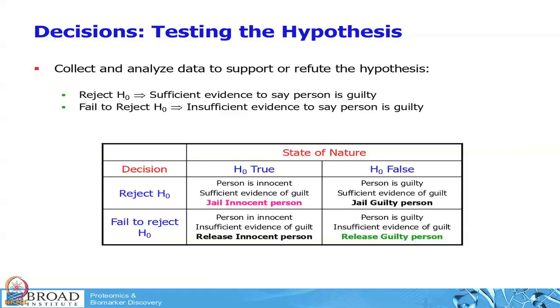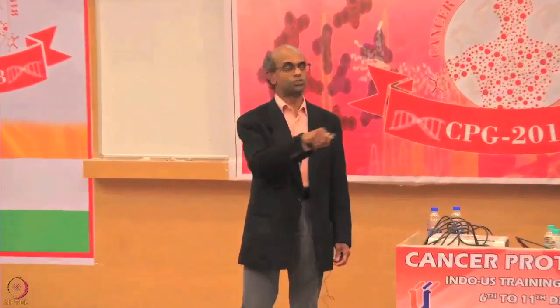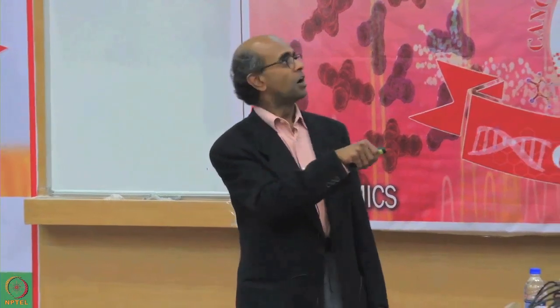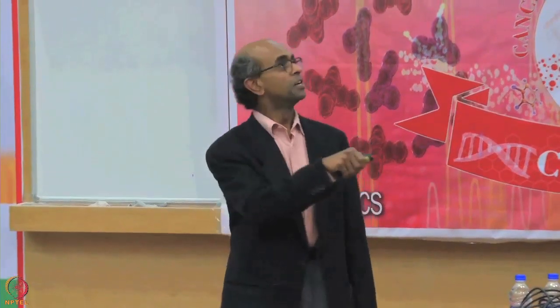So, the state of nature or the actual truth is that H naught is true. In other words, one possibility is that the person is really innocent, and the other possibility is that the person is not innocent. So, those are the two situations that can happen in reality. That's the truth. And when you look at some evidence, you do some test, you do some calculation, and you come up with a decision to say you reject H naught. In other words, you say the person is not innocent, or you fail to reject H naught. In other words, you don't have evidence to say that the person is not innocent. So, those are the decisions you can make based on the analysis you have done.